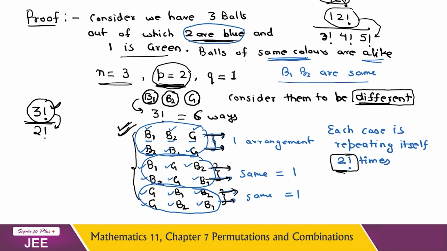2 factorial times. So the answer is not going to be 6 when 2 blue balls are same. In fact, it is 1 plus 1 plus 1, which is equal to 3. And 3 factorial divided by 2 factorial is also going to give you what? It is also going to give you 3.